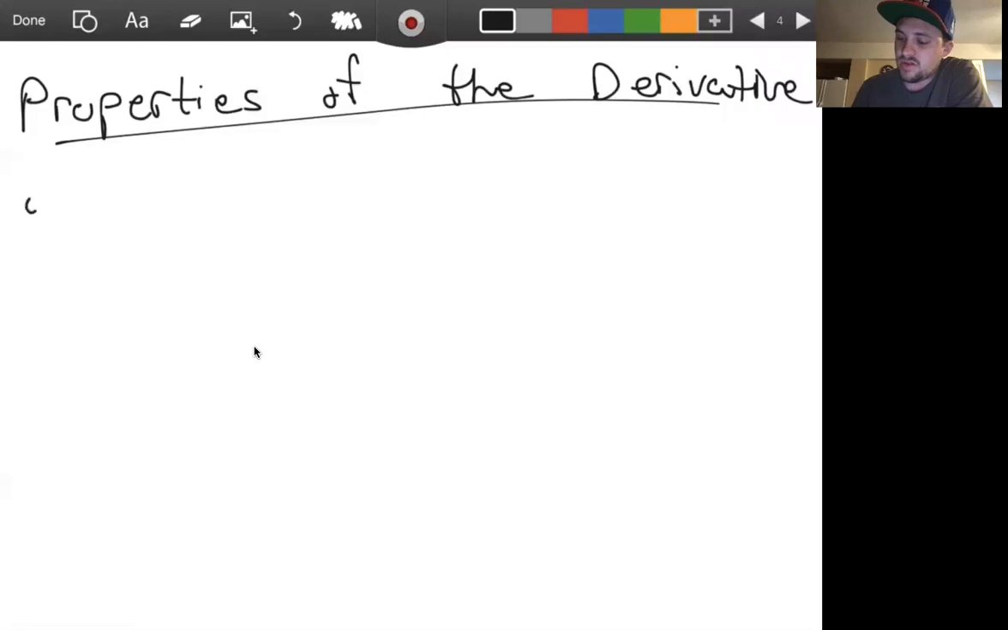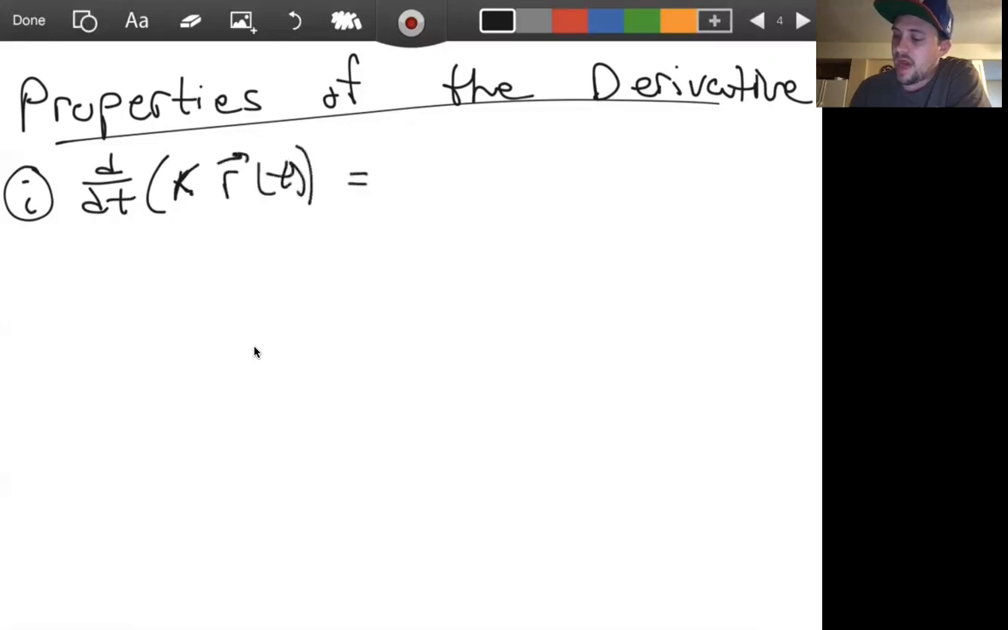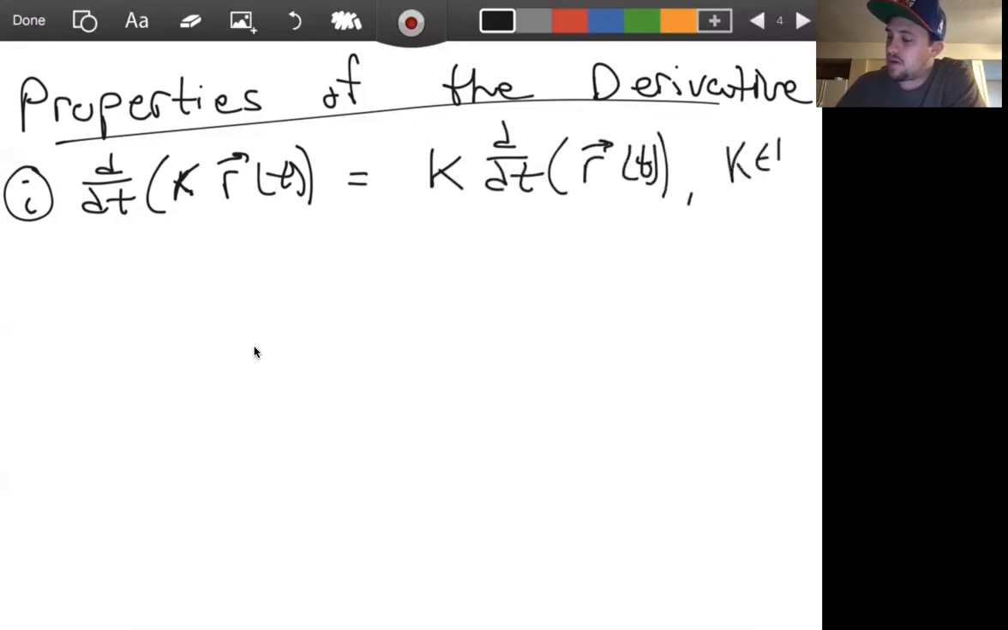And so the first one is just a property of scalars, and it's to say that if you take d/dt of k times r(t), well, that is a rule of scalars that you can just pull the scalar out front. So this is indeed k times d/dt of r(t), and here we'll just let k be in R. So k is a scalar.